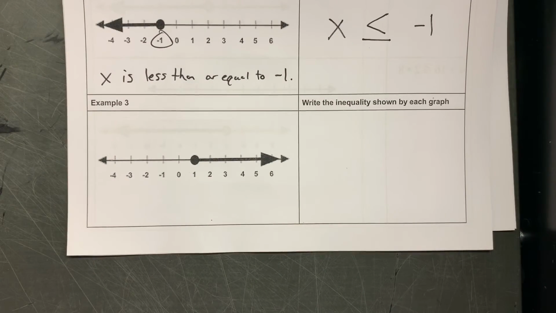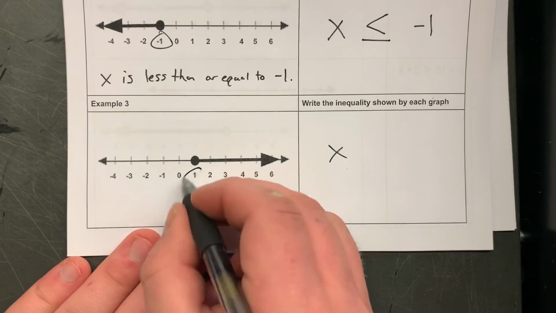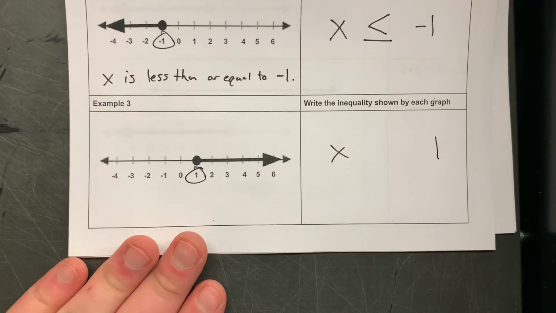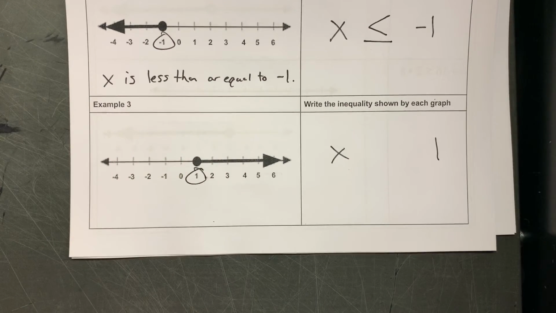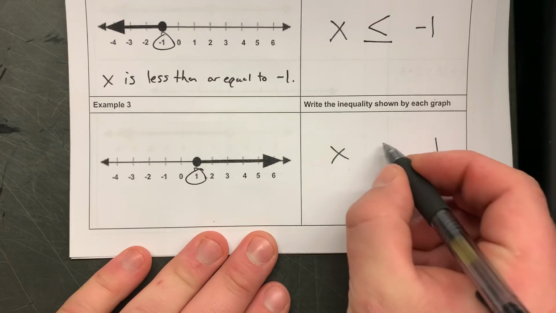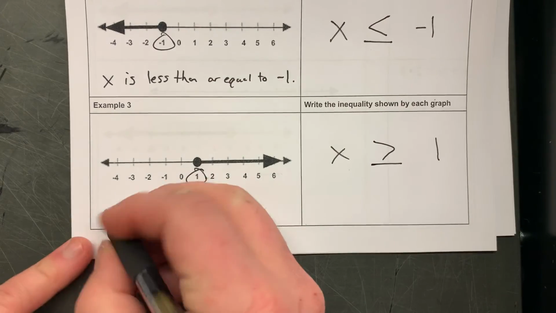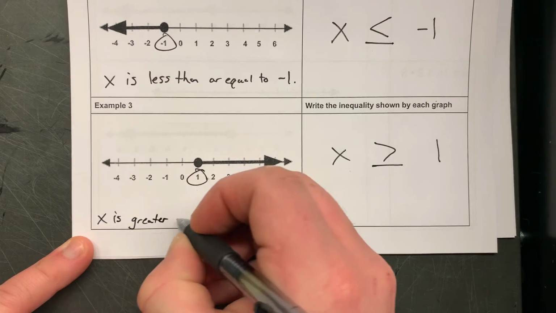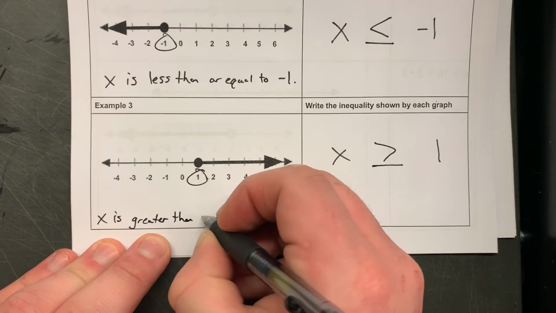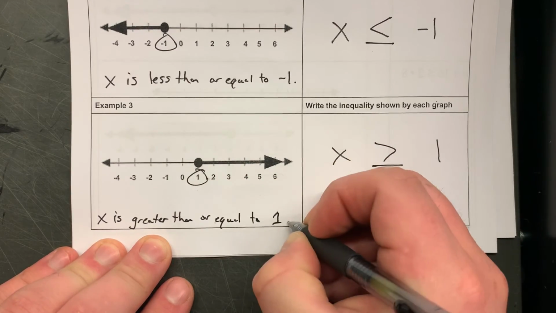We go on down to the next example. I have my x. My value I'm looking at is 1. Since it's going to the right this time, and I see a closed circle, I'm saying that x is greater than or equal to 1. So if we write this one out, x is greater than or equal to 1.